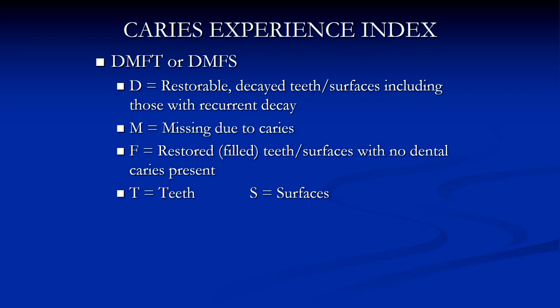So in the DMFT, you only count a tooth one time. So if you have decay on the occlusal surface and then you have decay also on the buccal surface of number 3, you're only going to count that tooth once in the decayed category. Now, if we were doing the DMFS and we had decay on the occlusal surface and decay on the buccal surface of number 3, we're going to give that a score of 2 because you have decay in 2 different surfaces.